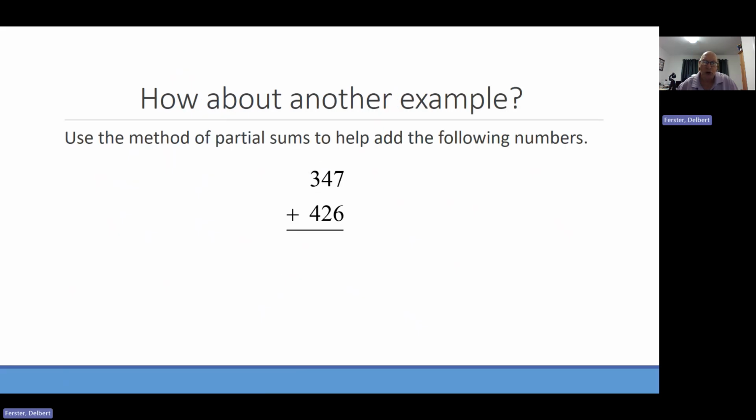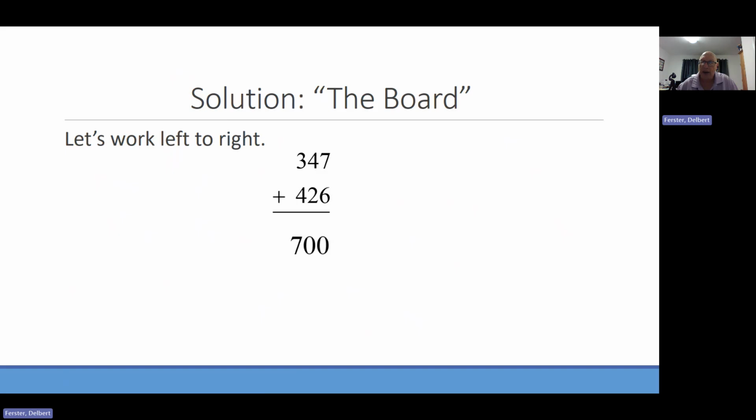Another example, sure, why not? We had the 3 and the 4, that's 7 in the 100 spot, 700. 4 and 2 is 6 in the 10 spot, 60. Careful on the 7 and 6, that's 13. Make sure the 1 floods over into the 10 spot. You guessed it, total 773.